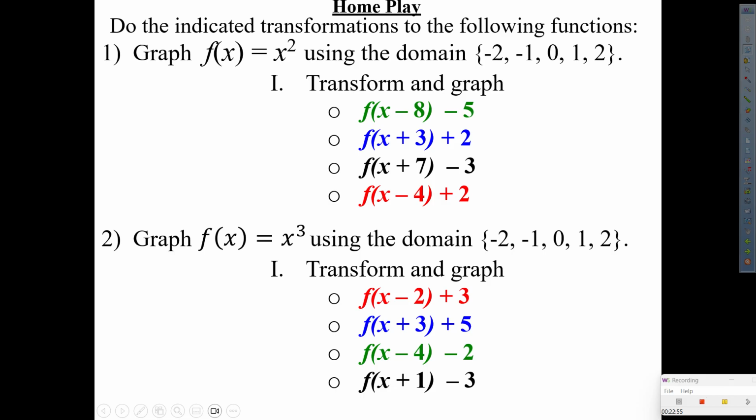So get a graph paper. That's the home plate for tonight. Finish it here so you don't have anything to do over the weekend.